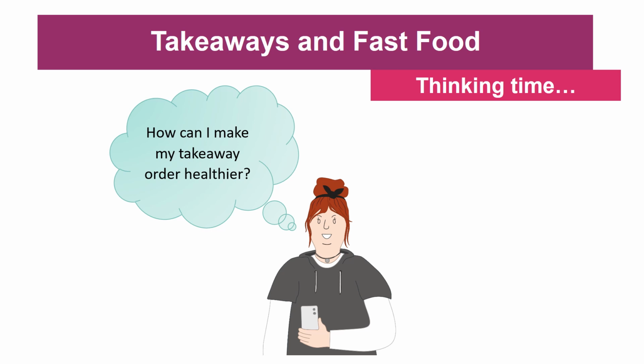Okay, so thinking time now. These are all great examples of how reducing portion size and making healthy swaps can bring the energy content of a meal down, yet you can still enjoy the food you love. So remember to check the food label when ordering fast food, as most places provide the nutrition information which can help you decide and choose a healthier option.